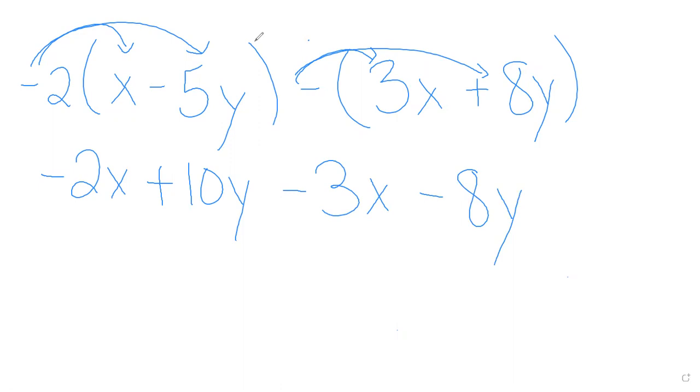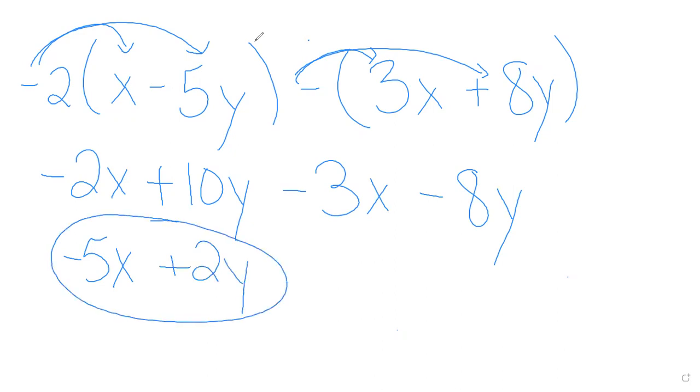Now, once you've gotten rid of those parentheses, you can look and see what we can do to combine like terms. We have a -2x and a -3x. Well, that's -5x. Then we have a positive 10y and a -8y, and so that is going to be a positive 2y.